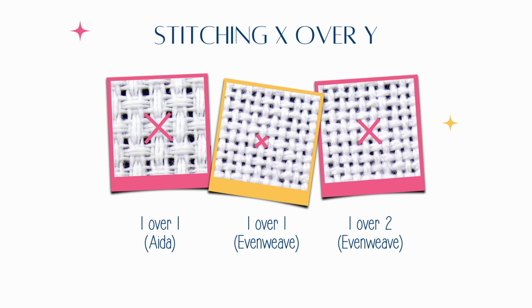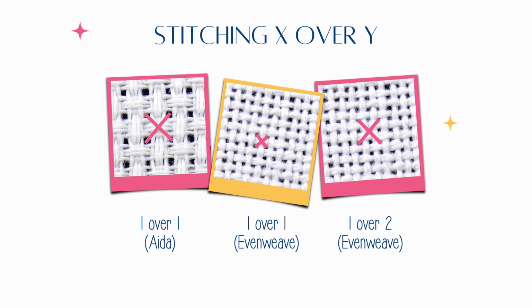Now, this refers more generally to even weave and linen, because as you can see on Aida, because of the blocks of fabric, you're generally stitching over one block. So you would be stitching over 1 on Aida. But you could be using different numbers of strands for that. So you could be stitching 2 over 1 on Aida. So that's 2 strands over 1 block of Aida.